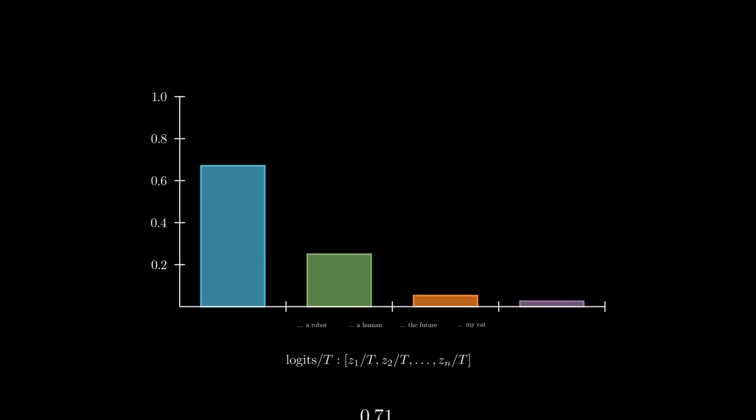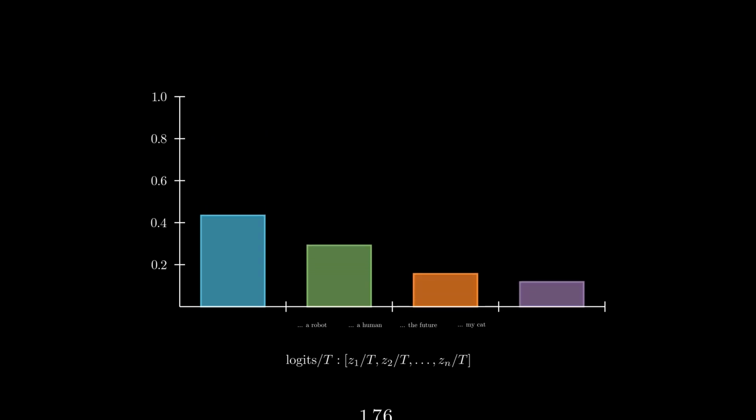A temperature of 1 leaves the probabilities unchanged, but watch what happens when we set the temperature to a value less than 1, say 0.4. Dividing by a small number makes the differences between the logits much larger. This makes the resulting probability distribution peakier. The model becomes much more confident, almost exclusively favoring the word with the highest original score. This leads to more conservative and predictable text.